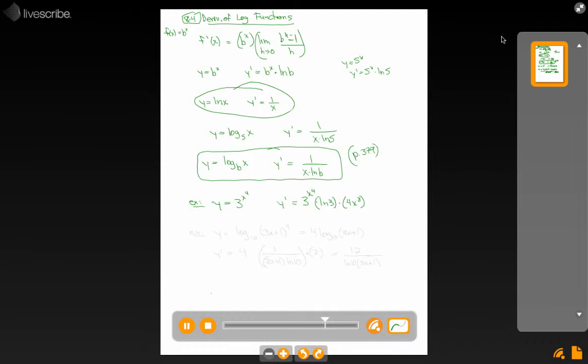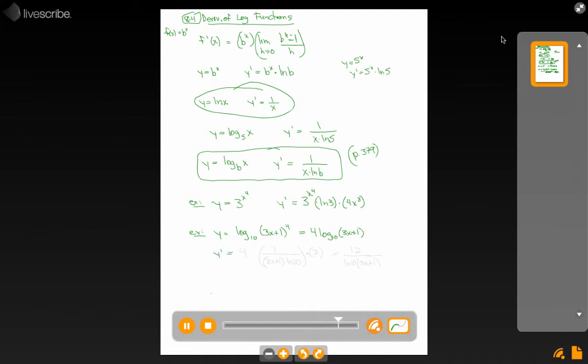Now, if we have something like this, y equals log base 10 of 3x plus 1 to the power of 4. First of all, before you jump right in, I would bring that exponent out front to say it's 4 times log base 10 of 3x plus 1. Saves you a bunch of chain rule stuff that's unnecessary later anyway.